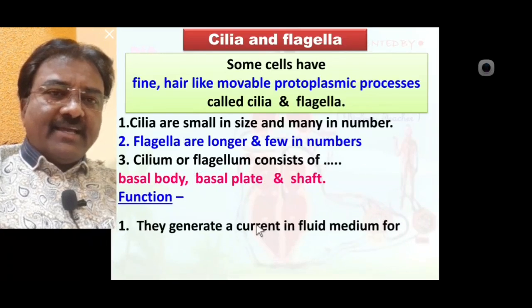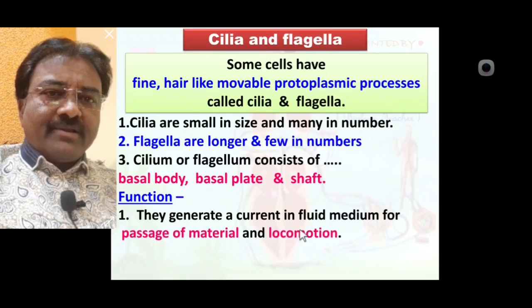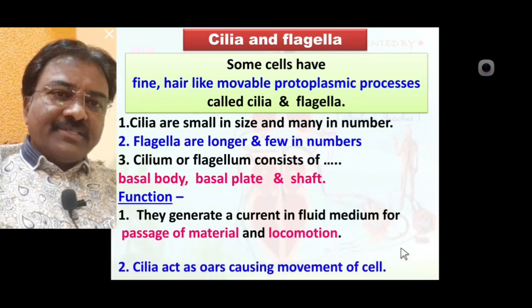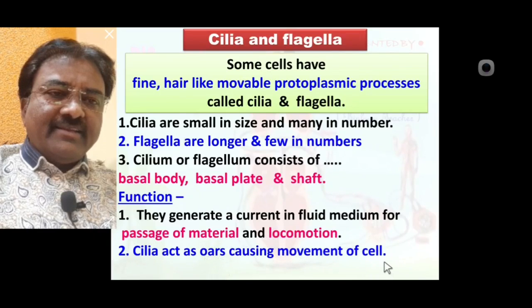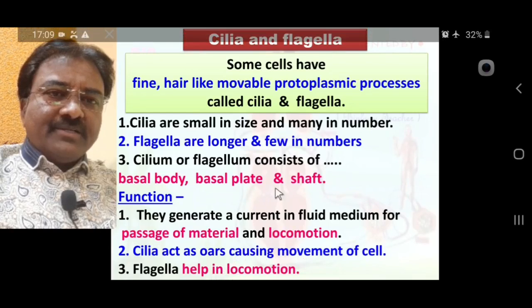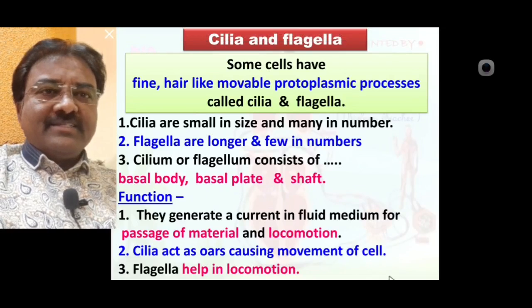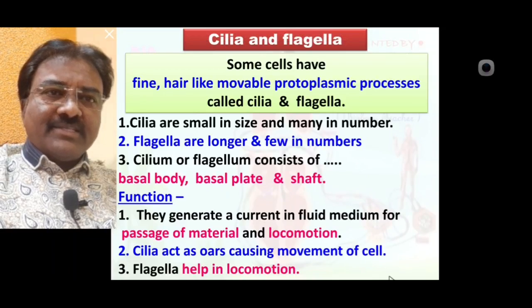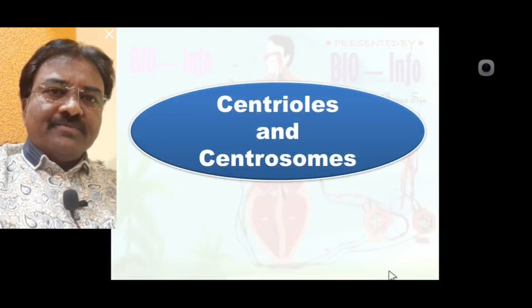Function of cilia and flagella: they generate a current in fluid medium. They generate a current in fluid medium for passage of material and locomotion. Second function, cilia act as oars causing movement of the cell. Also, flagella help in locomotion. Here note all these functions of cilia and flagella. Up to this we discussed in detail. Cilia and flagella are also cell organelles. Centrioles and centrosomes.